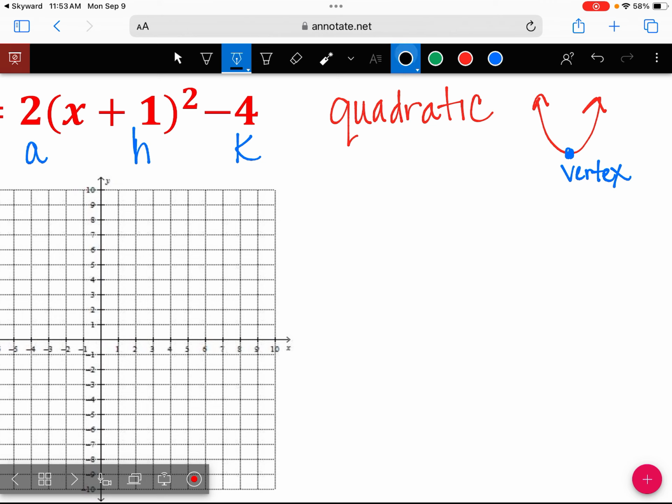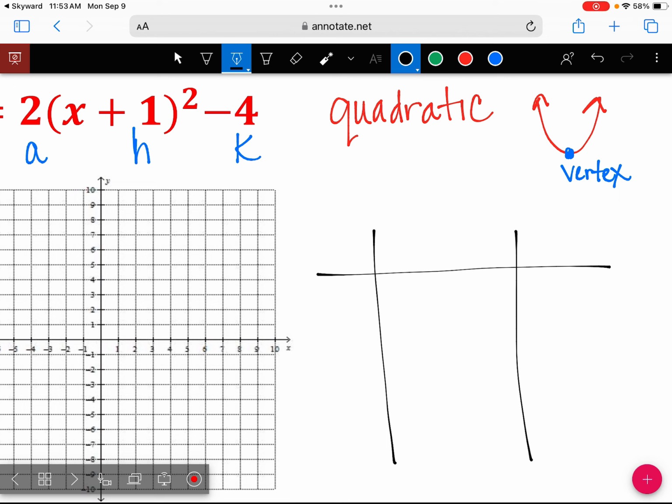So I'm going to graph this by making a table. That's a good question. Does anybody know? How did I know it's a quadratic? Squared. Anytime you square something, it's a quadratic. Good question.